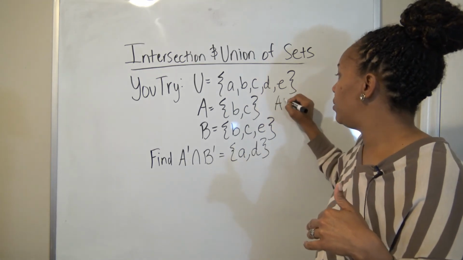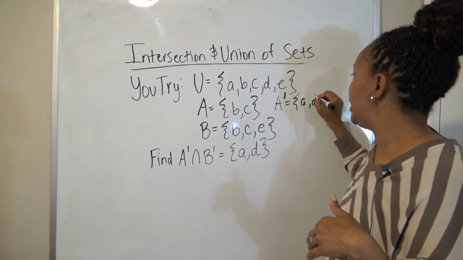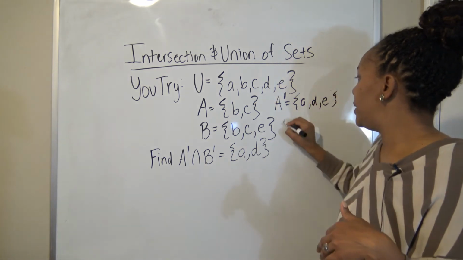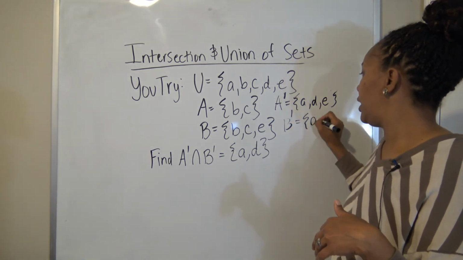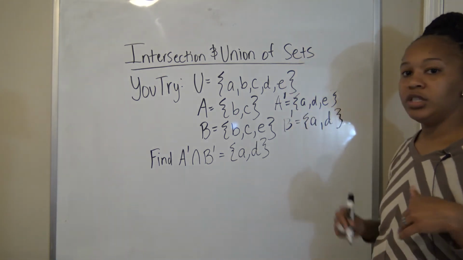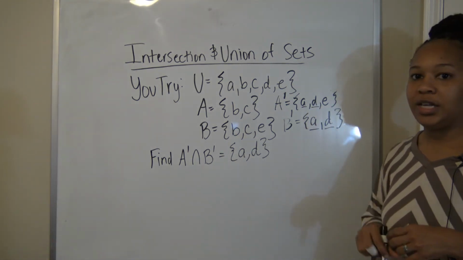So A complement would be the set with A, D, and E in it. And then B complement would be the set with just A and D in it. And so what do those two sets have in common? They have the A and the D in common.